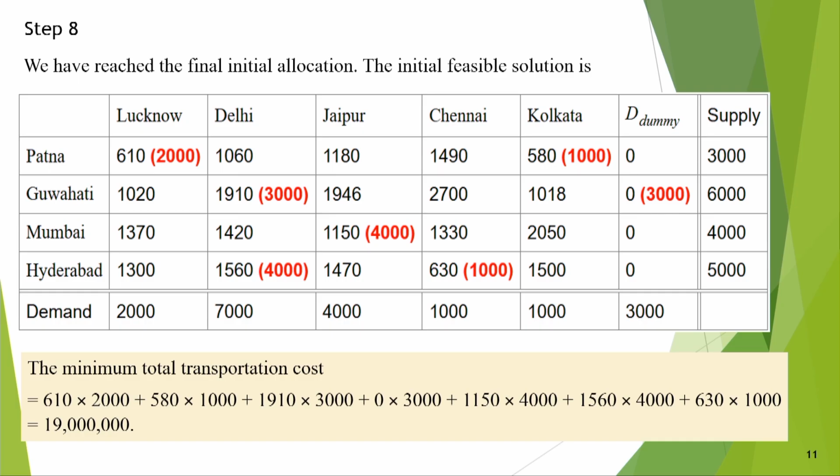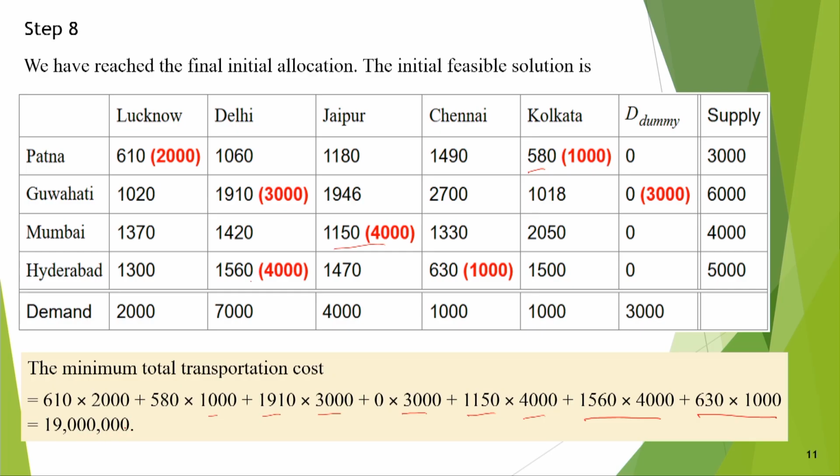Minimum total transportation cost is now 610 into 2000, plus 580 into 1000, because 580 is the cost from Patna to Kolkata and the amount is 1000. Plus 1910 into 3000, plus 0 into 3000, because the dummy will not take anything. Then 1150 into 4000, 1560 into 4000, 630 into 1000, and if you sum them it comes to this much.